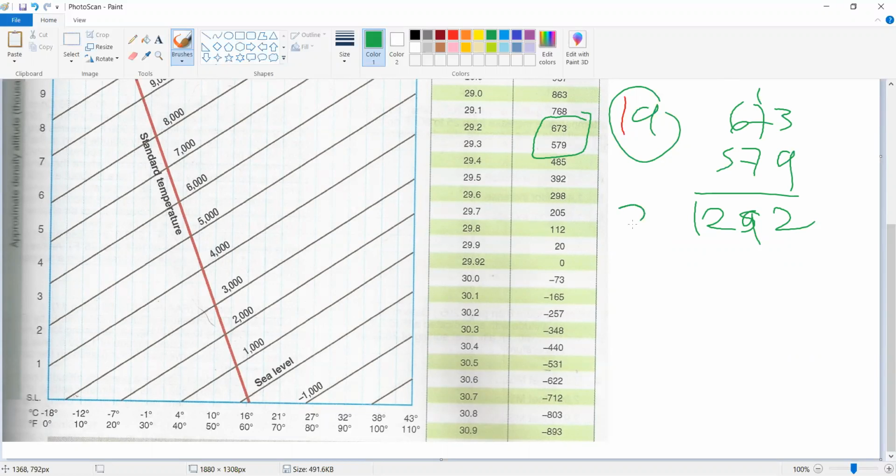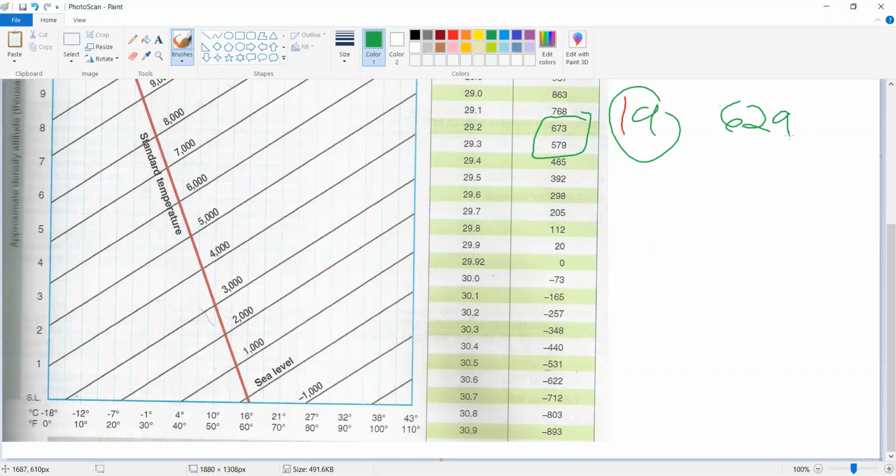1292 into 2. And that should give us about 629. Yes, 629. So let me just write that. 629, right? So 629.